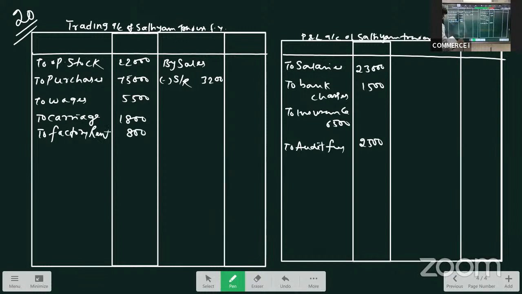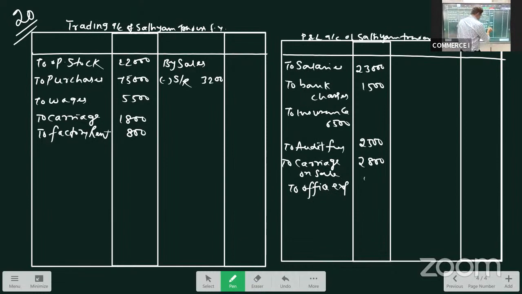800. Then carriage on sales. Carriage on sales is a selling expense. It will go to P&L. Carriage on sales, 2,800. Office expenses, 5,300. Advertisements, 1,300. Okay. Then credit side, capital.